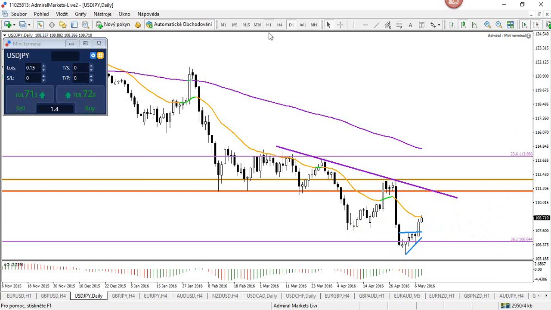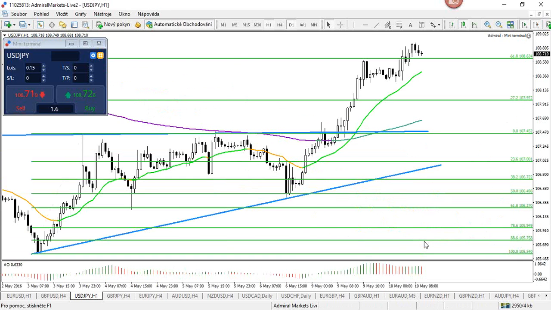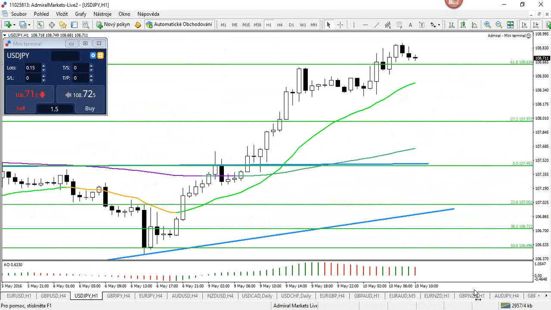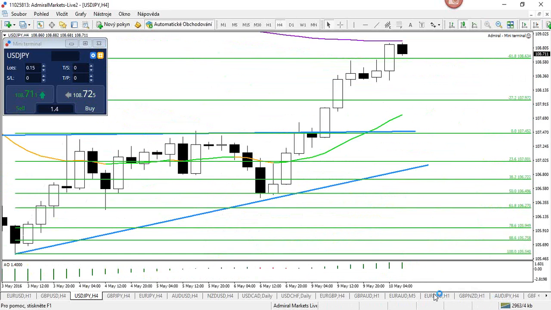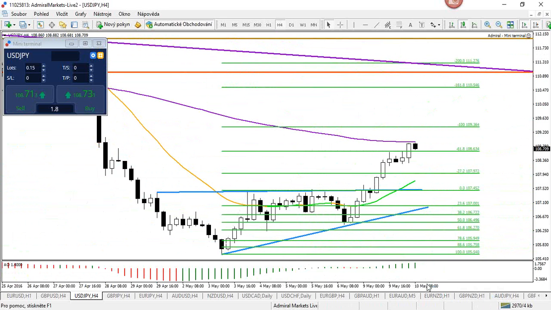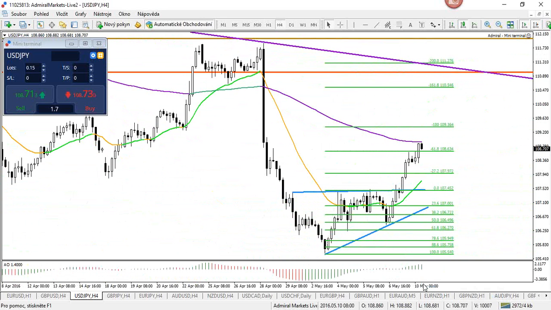So anyhow, back to hourly. Is there anything to grab up to here? Well, let's take a look at the 4-hour first. I don't like it right now, personally. I would rather wait for retracement.